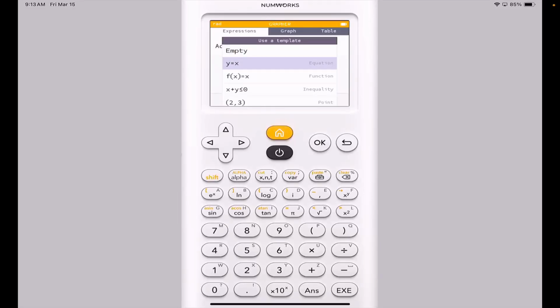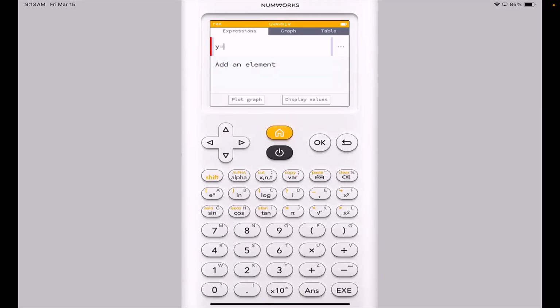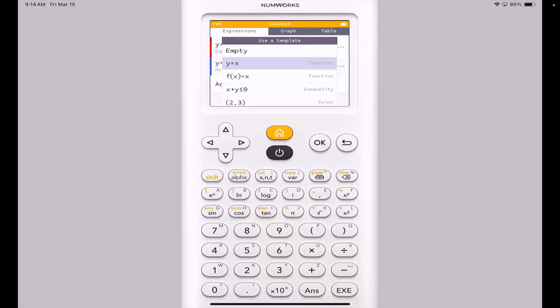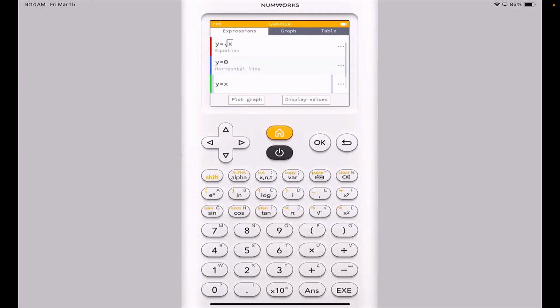Y equals square root x. Y equals 0. Y equals x minus 2. Okay, we got our three graphs. It tells me that y equals 0 is a horizontal line. Y equals 0 is the same thing as the x-axis.